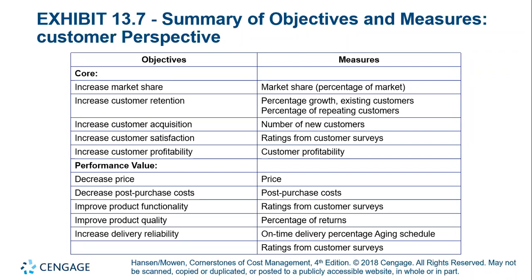And we have the performance value. The objective is to decrease price. The measure is price. Decrease cost, purchase cost. The measure is post purchase cost. Improve product functionality, ratings from customer surveys. Improve product quality, percentage of returns. Increase delivery reliability, on-time delivery percentage, aging schedule, and ratings from customer surveys. Now, try to be very familiar with these terms that are given under the objectives and under the measures.